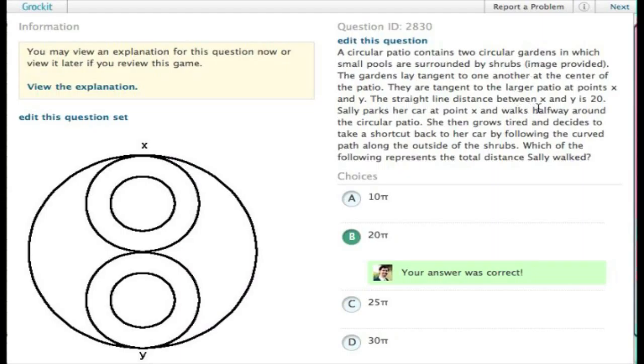Tangent is a word that they use a lot in the SAT when talking about circles. Just make sure you know that means just touching at one point. So they're all tangent to each other. They just touch at these little points right here. Okay, let's move on.